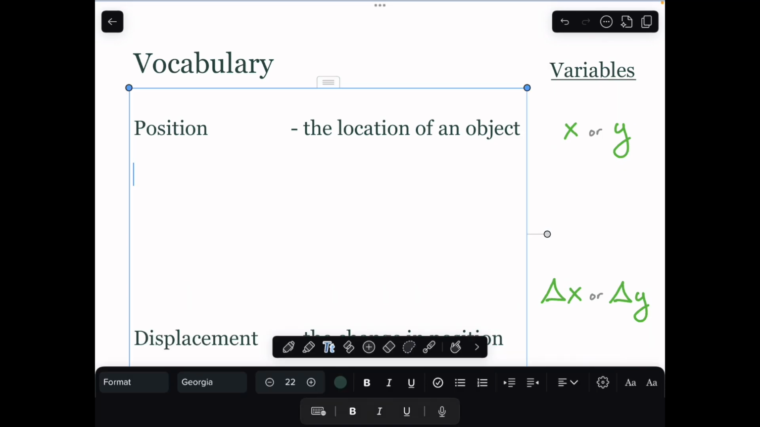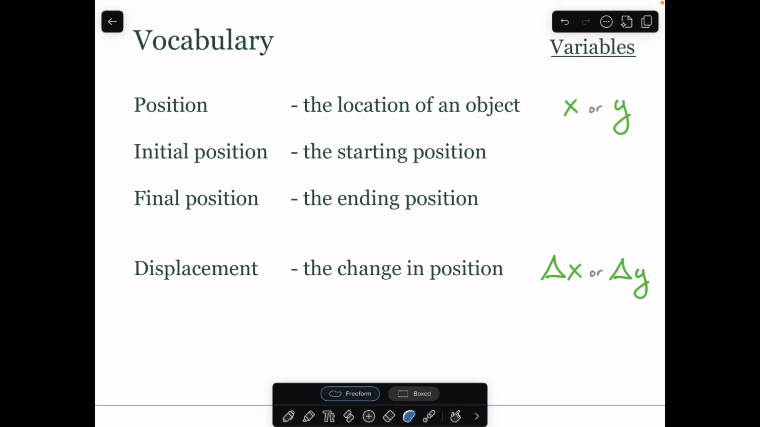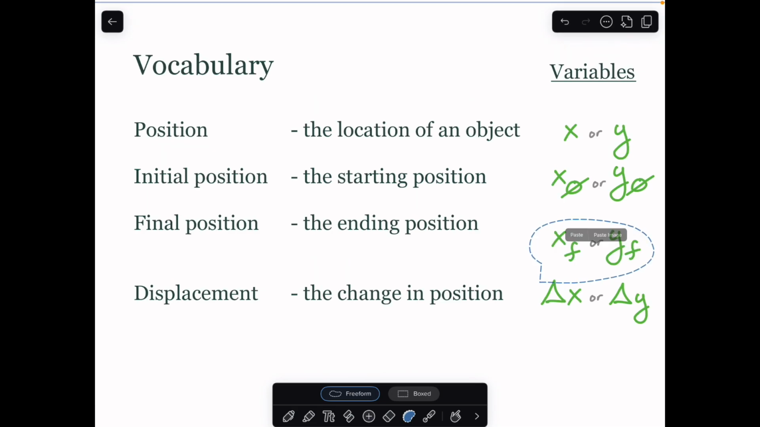In addition to position, we have initial position, the starting position, and final position, the ending position. We do have variables for these words as well. Initial position we are going to represent with an x sub 0 or an x naught, or a y sub 0 or a y naught. And you can think of the 0 as denoting the start of the problem. And for final position, we're going to use x sub f or y sub f, and the f just stands for final, meaning at the end.